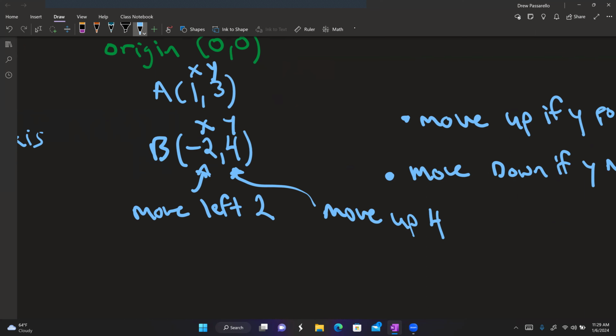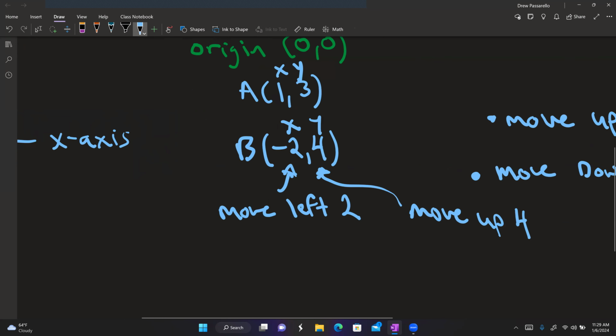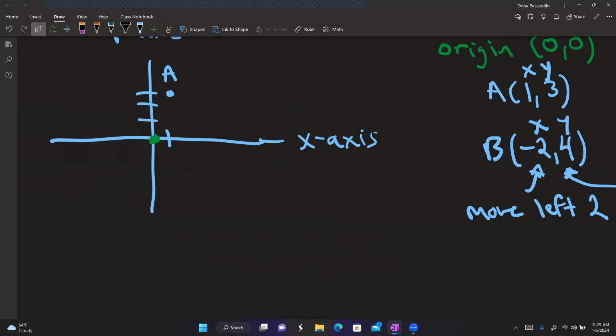All right, so let's do that. Again, start at the origin, the green point, 0, 0, move left 2 units. So that's 1, 2. And now I'm going to move up 4 units. So we notice the tick marks. There's 4 tick marks for the vertical axis. So that's 4. And so I'm at negative 2, 4 would be right here. And that's point B.